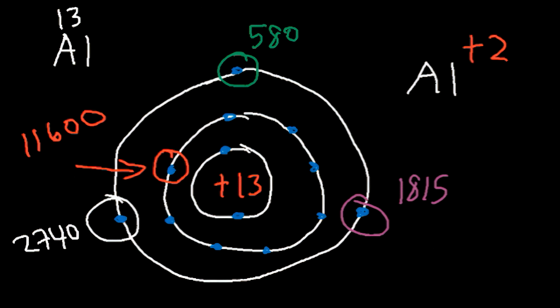So make sure you understand that concept. The core electrons are very difficult to remove. They're too close to the nucleus. And so the ionization energies for those electrons are very, very high.